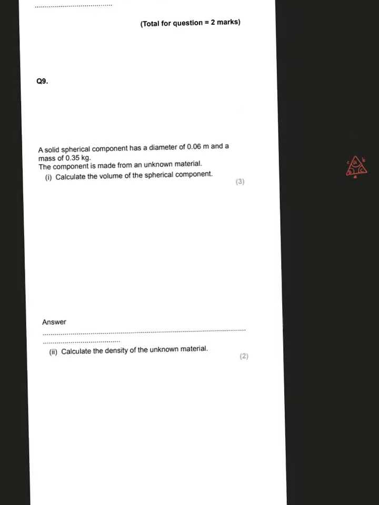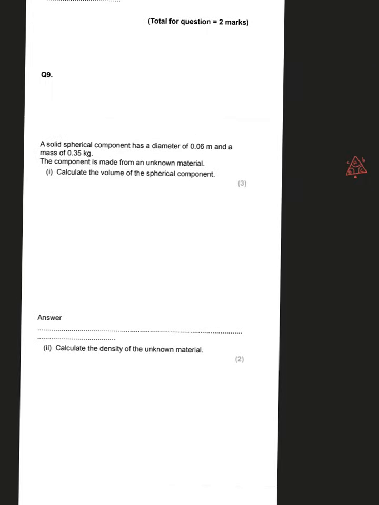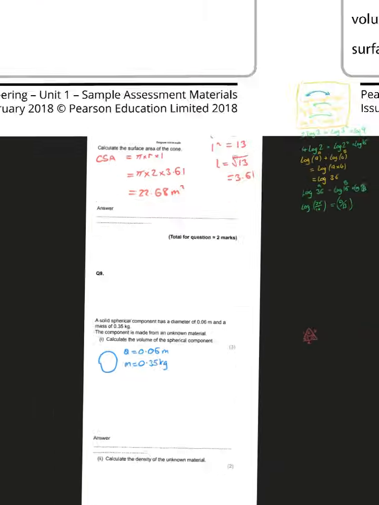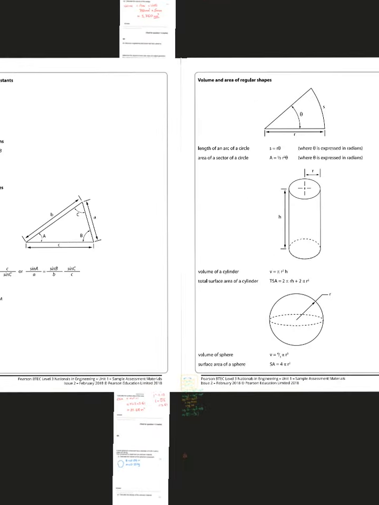Okay, now we have a solid spherical component, has a diameter of 0.06 and a mass of 0.35 kg. So draw it out. What do you have? You have a solid sphere, which is a circle, or a ball, diameter 0.06 meters, mass 0.35 kilograms. Calculate the volume of the spherical component.